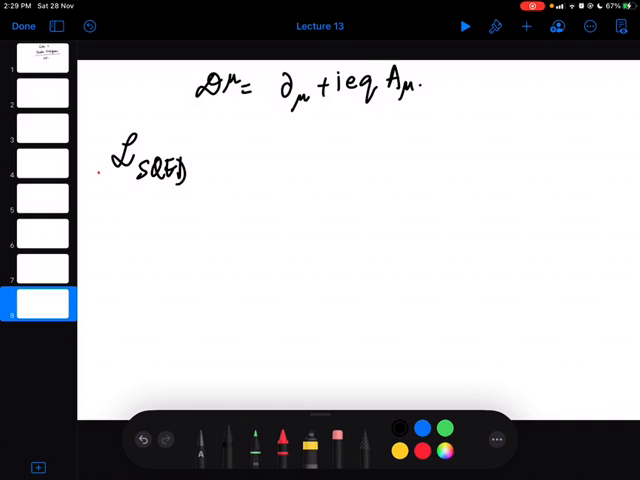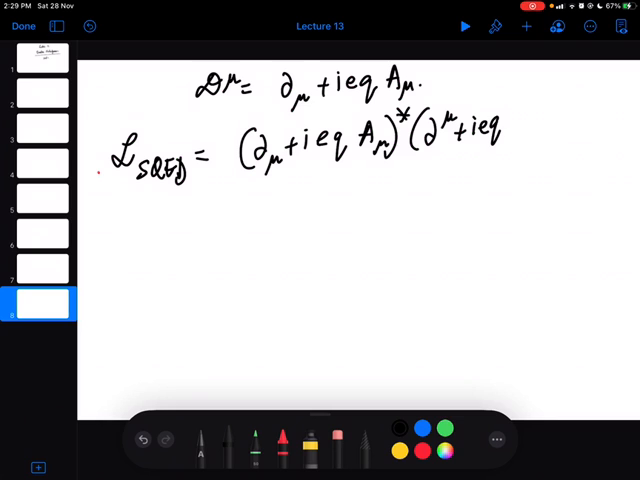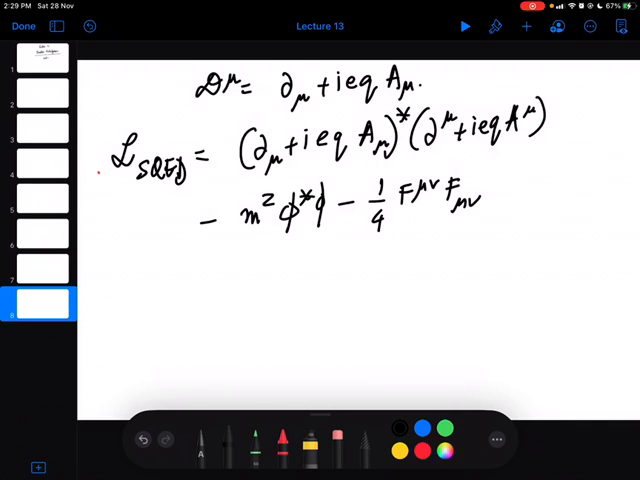L sqd is equal to del mu plus IEQ A mu star, del mu plus IEQ A mu, phi, minus m square phi star phi minus 1 by 4 F mu nu F mu nu. Now let me next just neglect the other two terms. So let's consider the first term, which I'll call L kinetic of SQD.